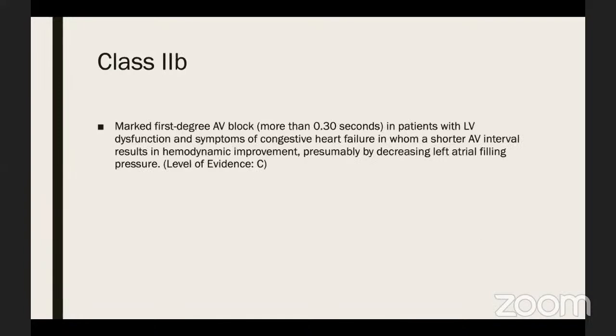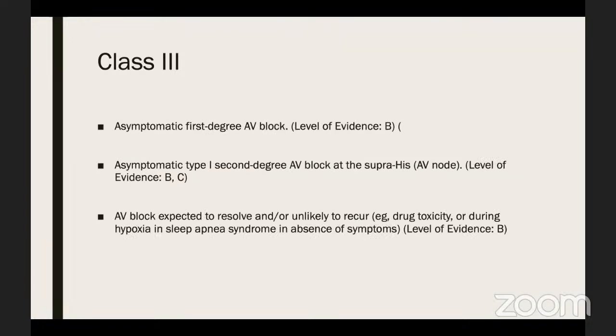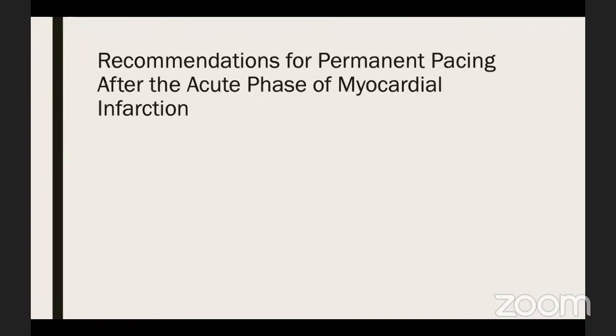In class 2B: first degree block with PR more than 0.3 seconds in patients with left ventricular dysfunction and symptoms of congestive heart failure. In class 3: asymptomatic first degree block, asymptomatic type 1 second degree AV block at the supra-His level, and AV block expected to resolve or unlikely to reoccur, for example drug toxicity, or during hypoxia and sleep apnea.